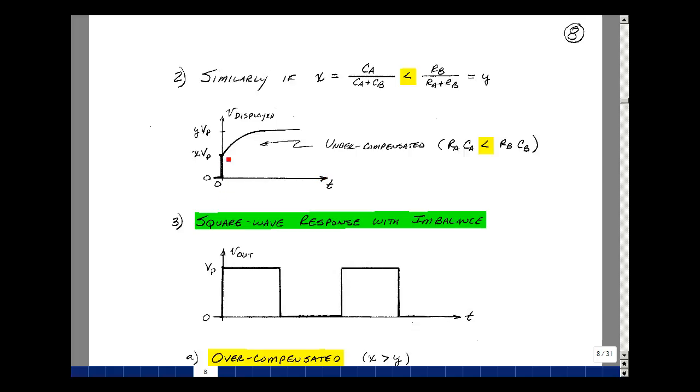So what you're going to get is a rounding on the curve now instead of an overshoot and then a kind of RC decay. So here we got an RC charging type result. This is called an undercompensated probe, and that corresponds to our previous result but with the inequality flipped.